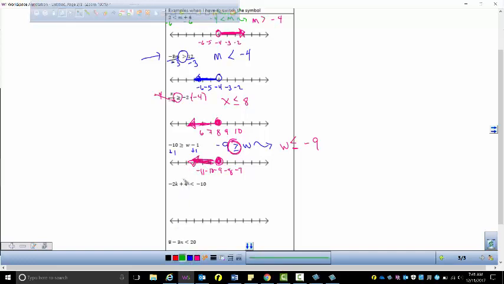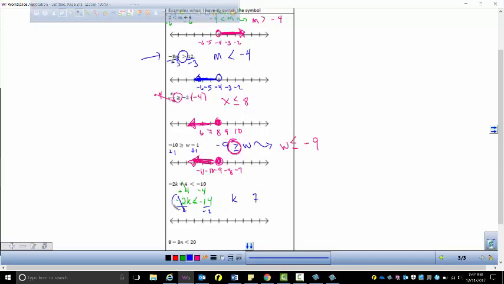Okay, my next example, I'm going to start with this plus 4, so I'm going to do minus 4, minus 4. So I have negative 2k is less than negative 14. Now I'm going to divide, but I have a negative with my letter. So I'm going to divide. I get k. Negative 14 divided by negative 2 is positive 7.